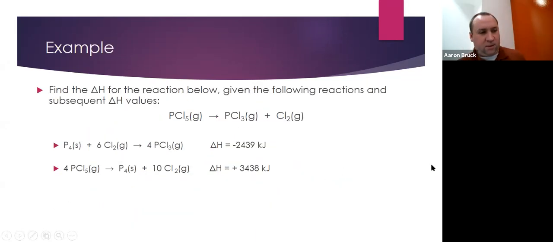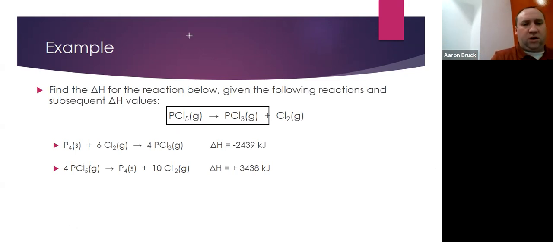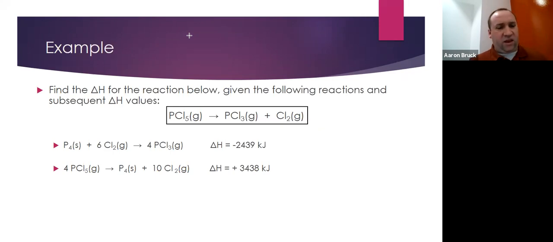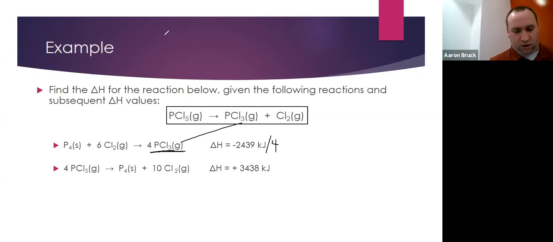So let's take a look at another example. Same thing, I've got a target equation right here. I need to get these 2 equations to line up so that they do what they're supposed to do. So what I need to identify is, do I have the stuff that I need in the right places? I can see that PCl3 is here as a product, which is what we want, but I've got 4 times the amount of PCl in this equation than what's in the target equation. So I need to divide this by 4.